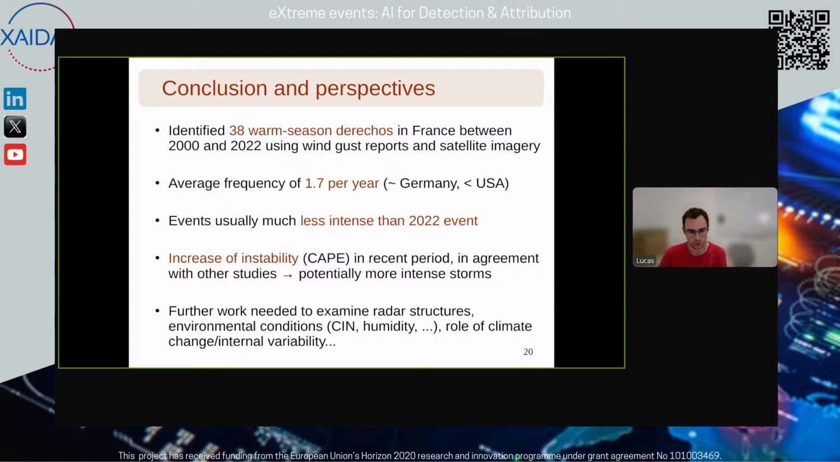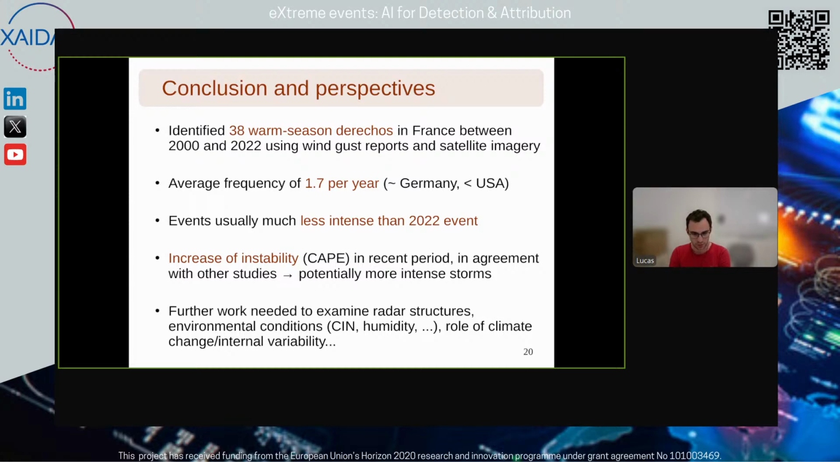And then we observed an increase of instability conditioned on this circulation pattern in the recent period, which is in agreement with several other studies that point in the same direction. And this might translate into more intense storms in the future. But it is a bit difficult to make a strong statement, as these are indirect variables, proxies, and not direct estimation of intensity. So of course, further work is needed, for example, to examine radar structures and other environmental conditions that are relevant.